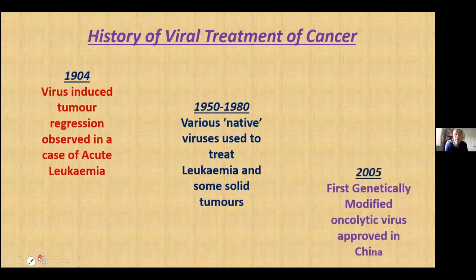And it wasn't until 2005 that we got the first man-made or man-modified virus, where we've genetically modified a virus and created an oncolytic virus. And this was first approved in China. Subsequently, one other has been approved, and we'll come on to that one later.